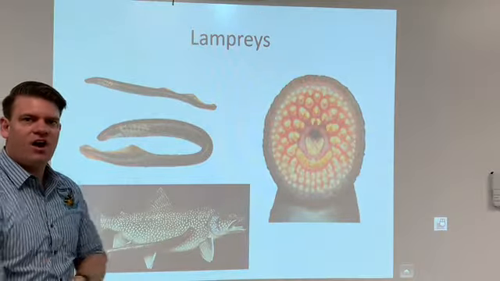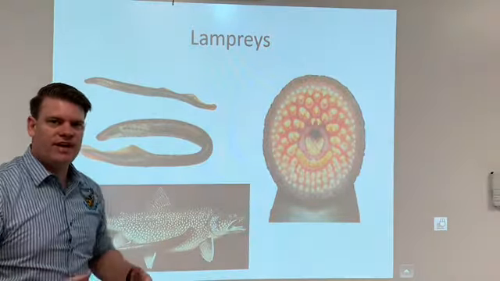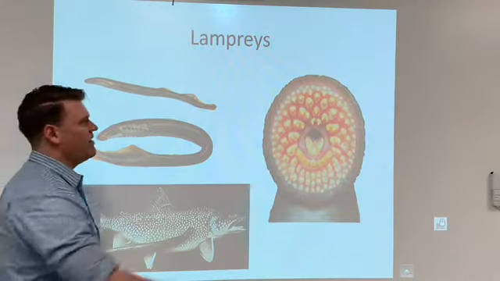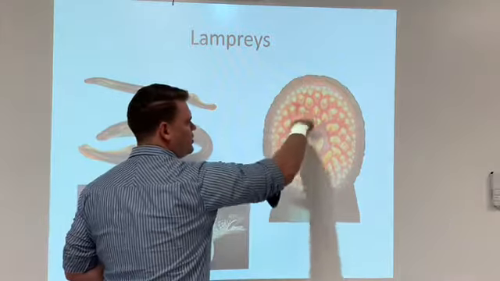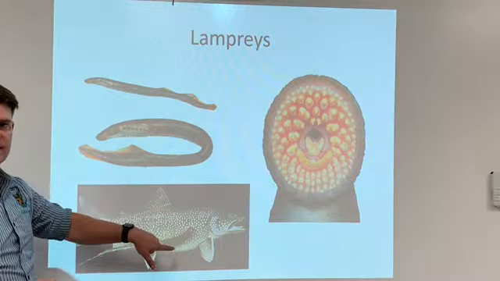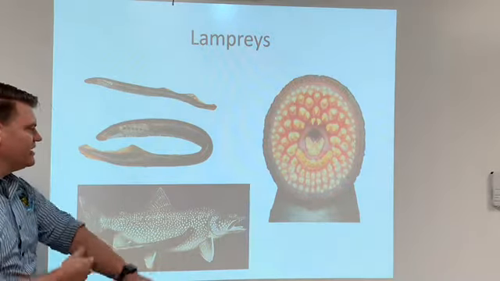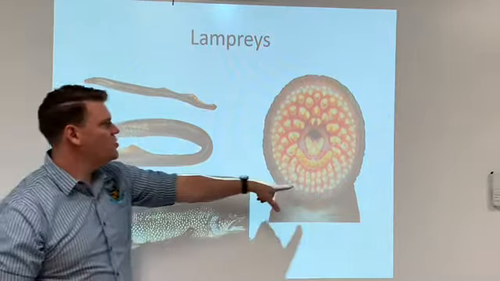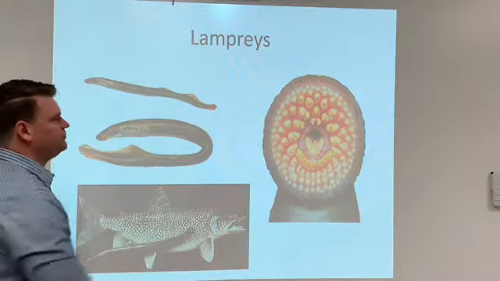Next we have our lampreys. So our lampreys are kind of like the vampires of the ocean. As you can see here, they have this circular head with all these sharp teeth. And what they'll do is they'll attach onto its prey in a sense, or a fish, and be able to suck the blood from it. So it's kind of a cool looking type of a thing here.